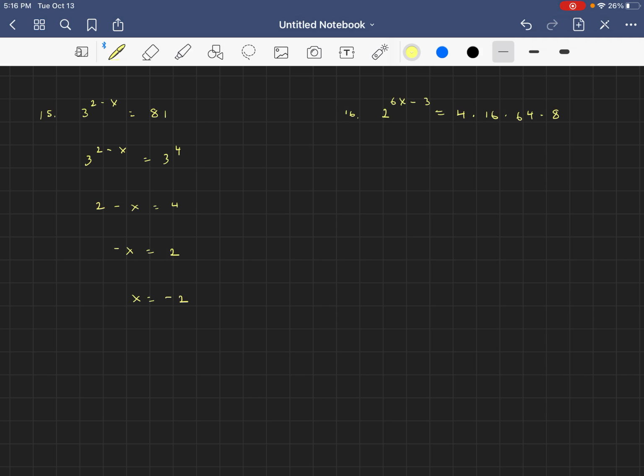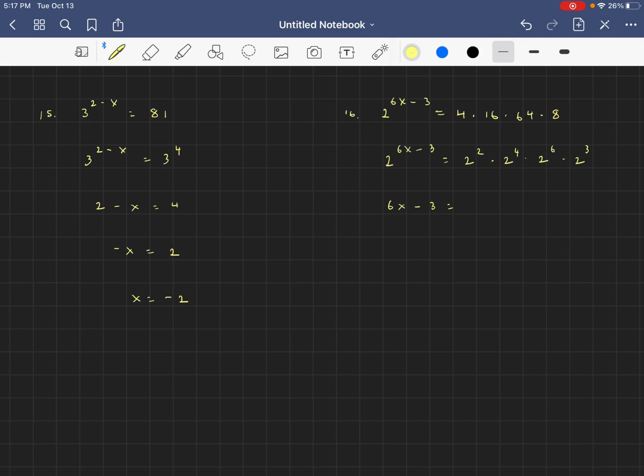Here I have 4, 16, 64, 8. They're all 2s. No reason to multiply those together. 4 is 2 squared. 16 is 2 to the 4th. 64 is 2 to the 6th. And 8 is 2 cubed. Now that the bases are the same, I can get rid of the bases.